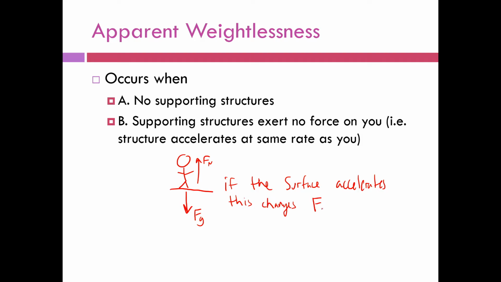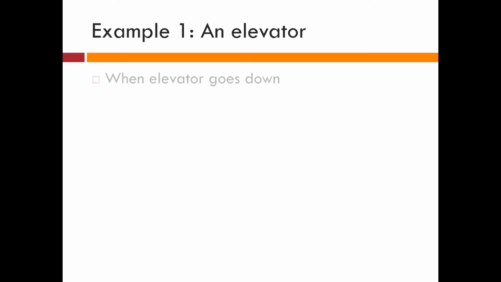This changes the normal force. So if this surface were to accelerate downwards, your normal force would change. And similarly, if the acceleration were to go upwards, the normal force would also change, because there's another force acting now. So the platform is accelerating, so it's going to exert some kind of net force in either direction. Okay. Now we'll talk about this particular situation with this example.